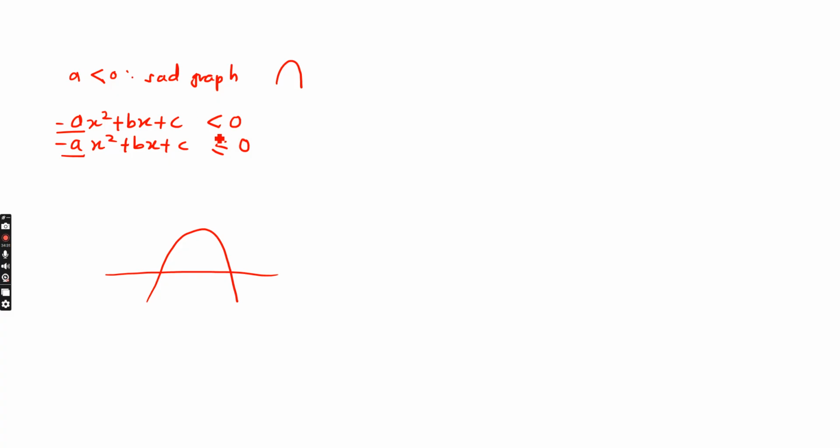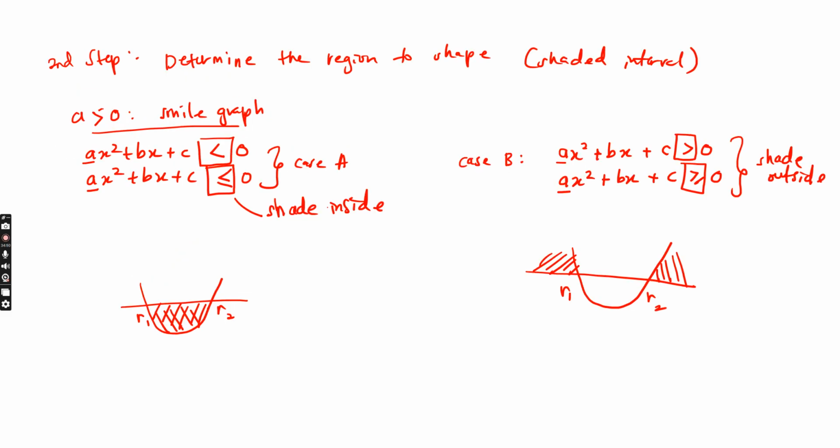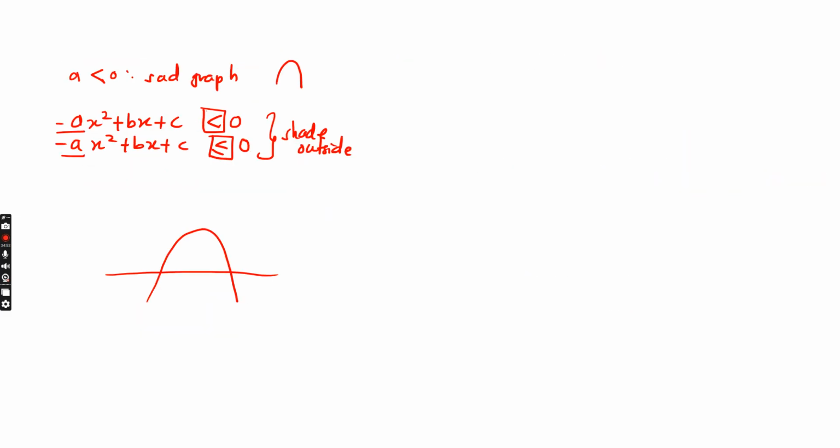Now this is a sad graph. When you want to shade for less than, you must shade outside, because this is vice versa of a smile graph. For a smile graph, when it is less than, we shade inside, right? For a sad graph, when it is less than, we shade outside. Where? Here. So we have our roots R1 and R2, based on the sad graph and also the inequality sign.